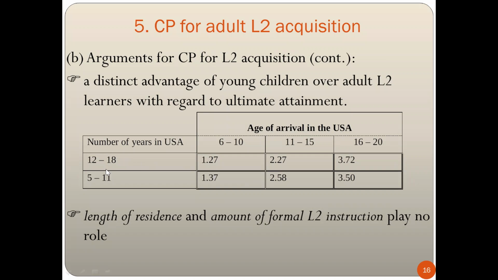As you can see, this particular criterion played almost no role. In fact, as you can see, with the oldest group, those who stayed in the United States longer, 12 to 18 years, had a heavier accent than those who'd been there a much shorter time.